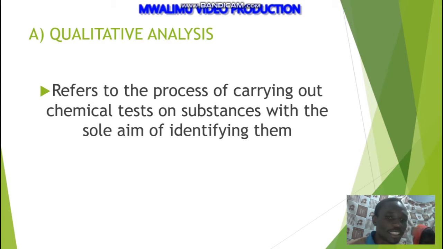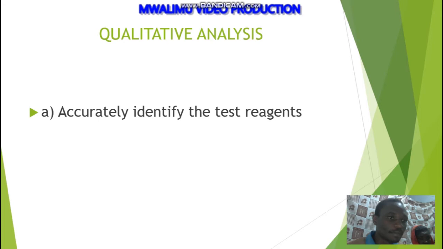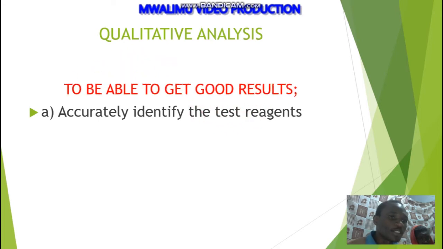refers to the process of carrying out chemical tests on substances with the sole aim of identifying them. Now, for us to be able to get good results in chemistry practicals, number one, we need to accurately identify the test reagents.